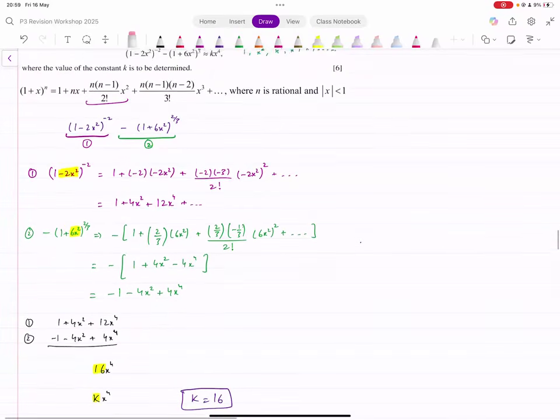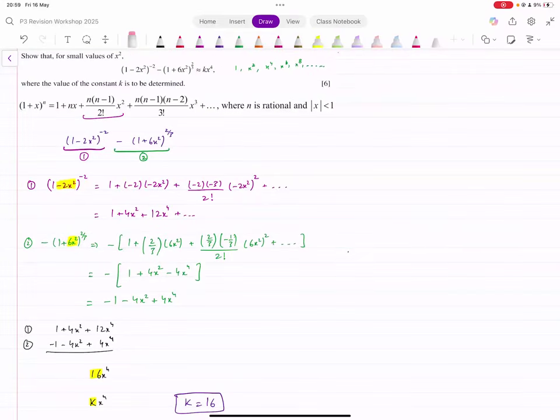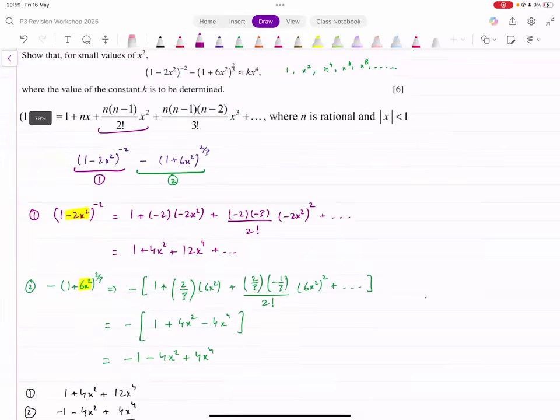So when they say x is small or x squared is small, what do you understand from that? What do you understand from that? That the higher powers can be neglected. They are negligible. They can be ignored. That's what we understand from that.